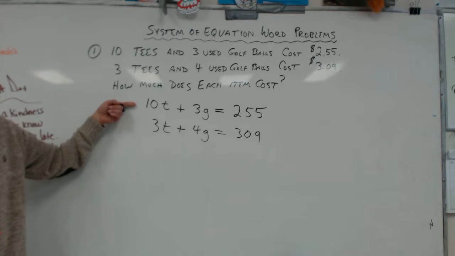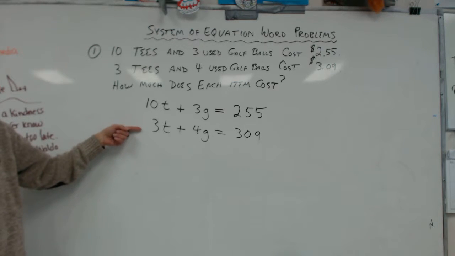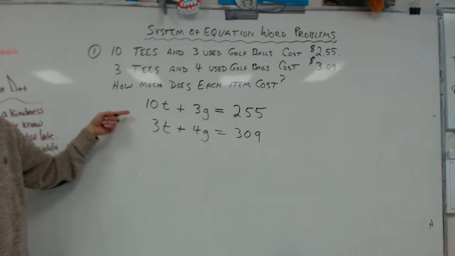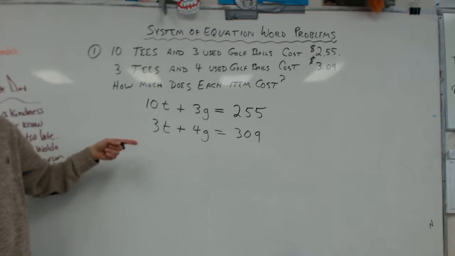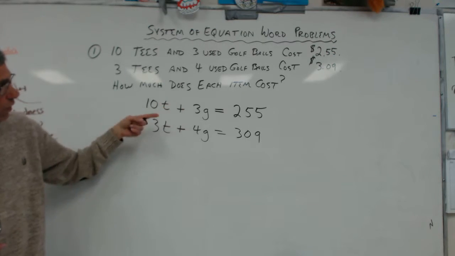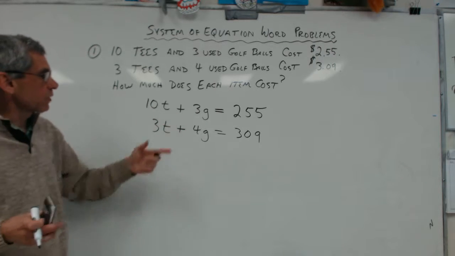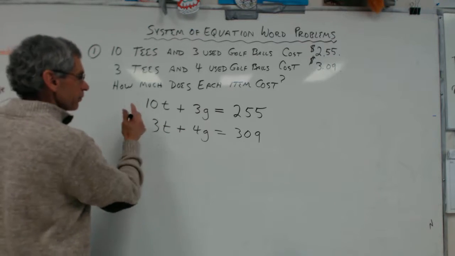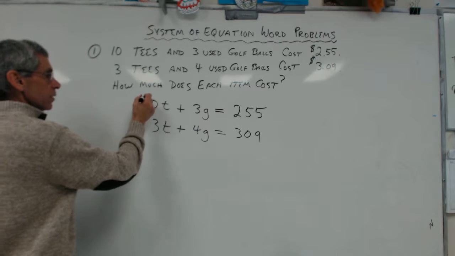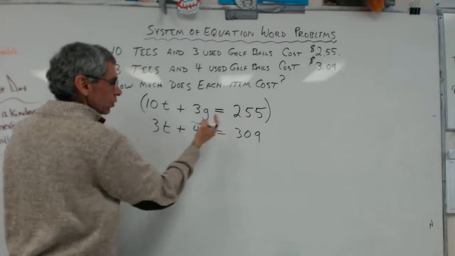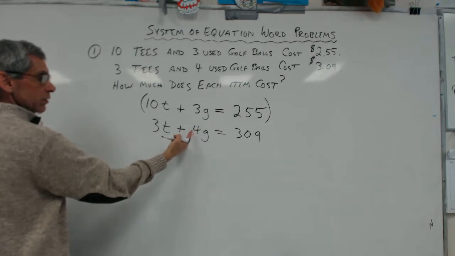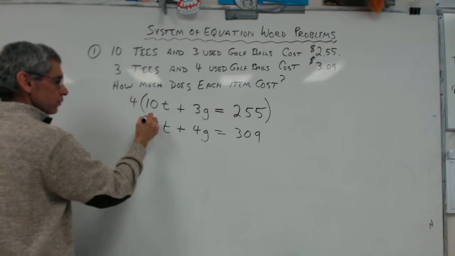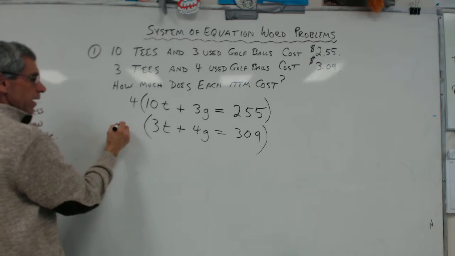I could do this one times 3 and this one times 10, or negative 10 maybe, or negative 3 and positive 10. Or I could do this times 4 and this times 3. One of them has to be negative. It doesn't matter which one. So let's do the 4 and 3 one, so we'll eliminate our g's. I'm going to multiply this times 4 and this by negative 3.